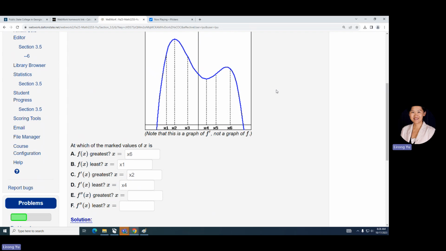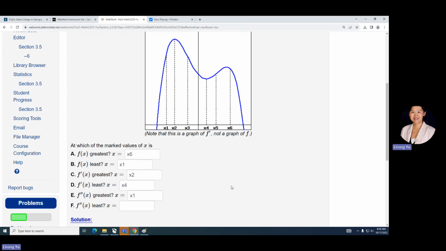So when you ask whether the second derivative is greatest, you're asking where the slope of this graph is greatest. So we're looking at the graph. This slope is 0, the slope is negative, the slope is 0, the slope is positive, negative. The greatest one is over here. So it seems like x1 is the steepest part of the graph. So the answer is x1.